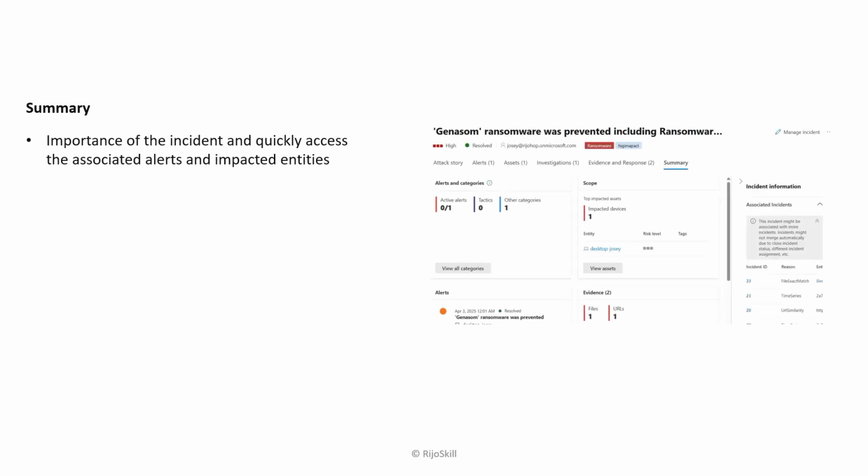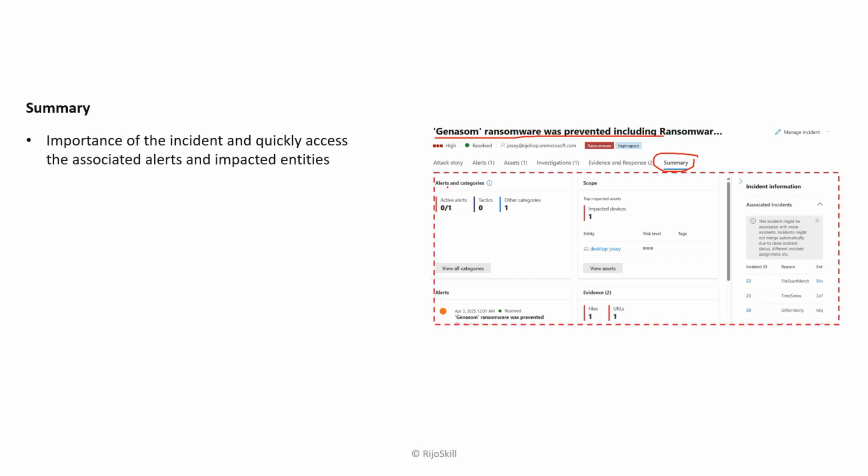Next one, we will discuss the summary. You can see the important parts of the incident and quick access for the associates. Once you go to the incident, you can get the summary. The summary will display all the information like alert, category, scope. So which device asset will be affected, you can see, and associated incident details and what is a file and also alert types. Everything will be displayed in the summary.